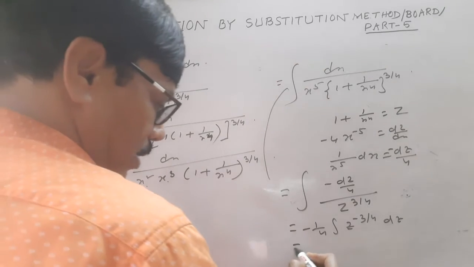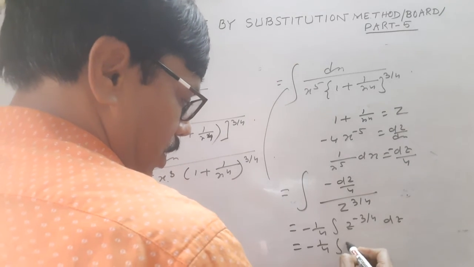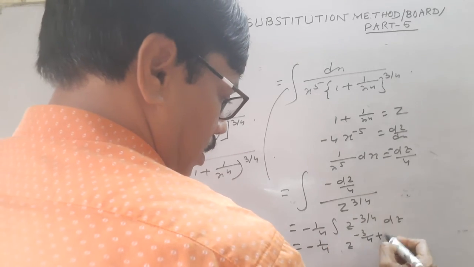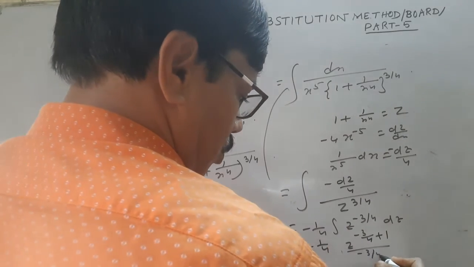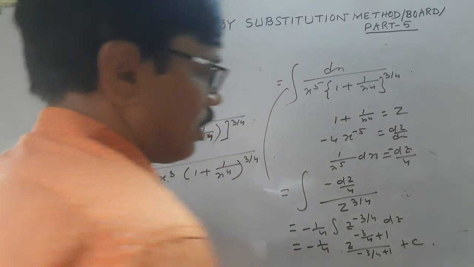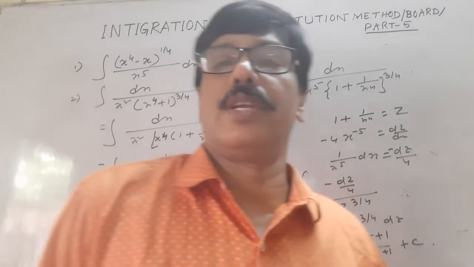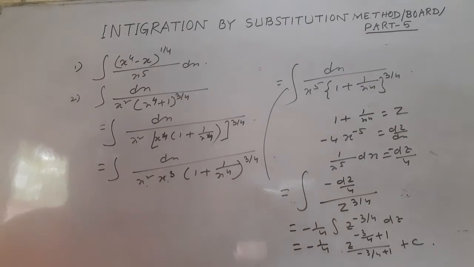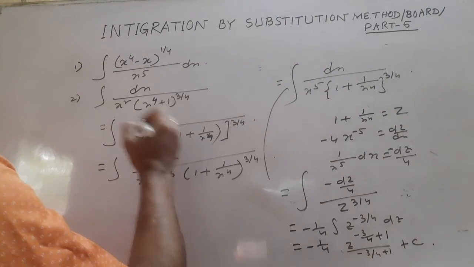So finally minus 1 by 4 z to the power minus 3 by 4 plus 1, divided by minus 3 by 4 plus 1. So putting the value of z, you get the value. So it will be x to the power 4.